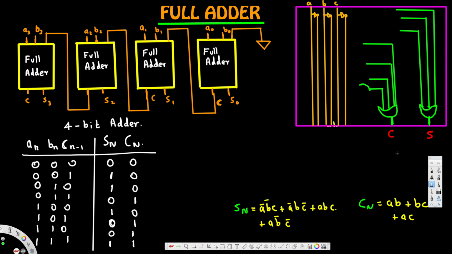For carry, oh, I made the same mistake again. This one should be S, this one should be C. S and this one is C. Okay, now let's continue. S has 4, so we connect 4 AND gates.